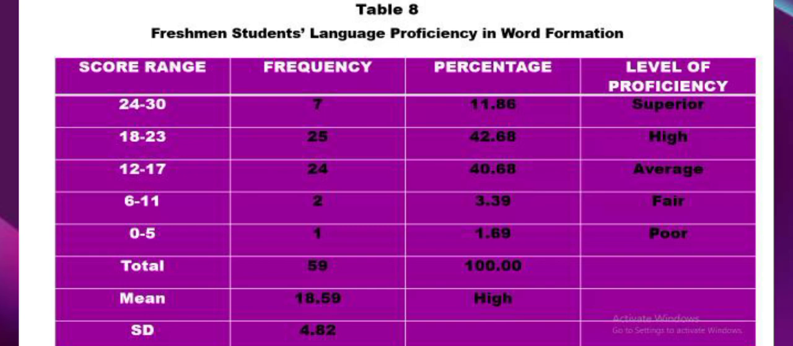So meaning to say 25 students out of 59 are considered to be high, with high proficiency in terms of word formation. And then 24 students got a score of 12 to 17, which is 40.68%. They are considered to be average, and so on and so forth. So that's how you're supposed to do it. Two highest and then the lowest. I hope I was able to give you at least simple tips that will help you do the interpretation and analysis of your table.